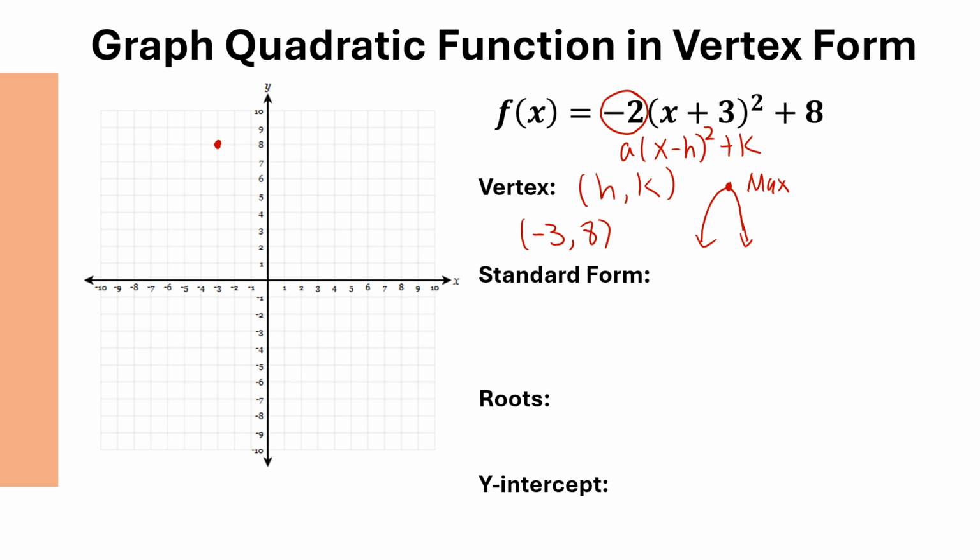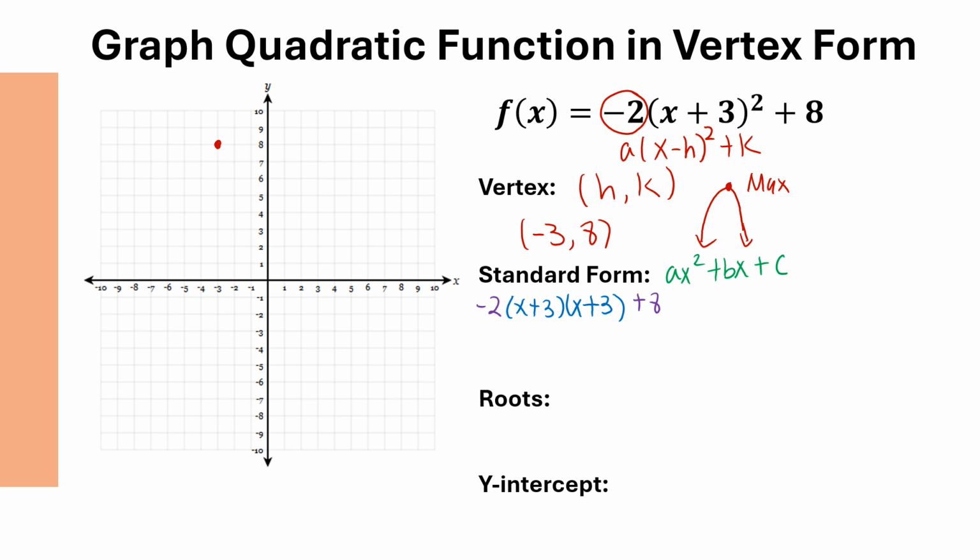To find the remainder parts of this quadratic function, we are going to convert this vertex form into the standard form, which is ax squared plus bx plus c. So I'm going to rewrite my vertex form as negative 2 times x plus 3 squared, which means that I'm multiplying x plus 3 by itself 2 times. So I'm writing it 2 times, and then plus 8.